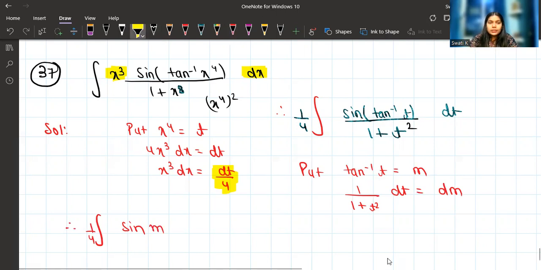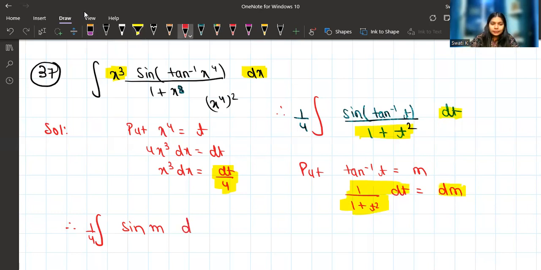And for this 1 plus t, oh, I'm extremely sorry. I need to erase this. I hope I'll be able to erase it. Okay, I can erase this completely. I can write down once again. So 1 plus t square, all right? So I can write down this as 1 upon 4 sine m. And for this 1 plus t square dt, see, we have dm. So I'm going to write down here dm.